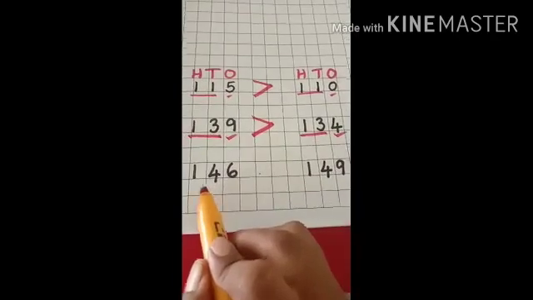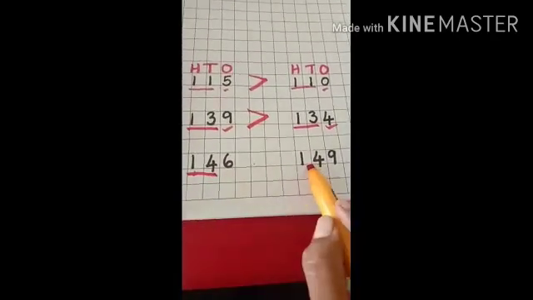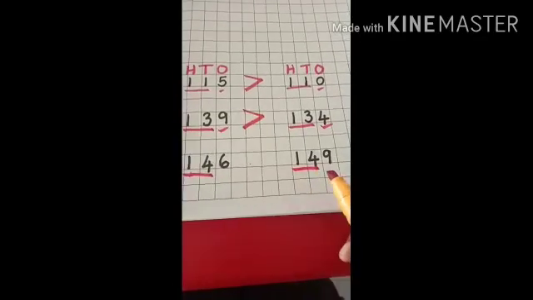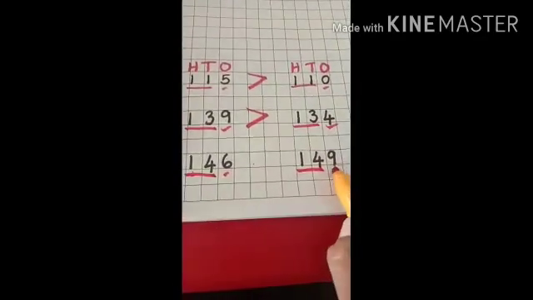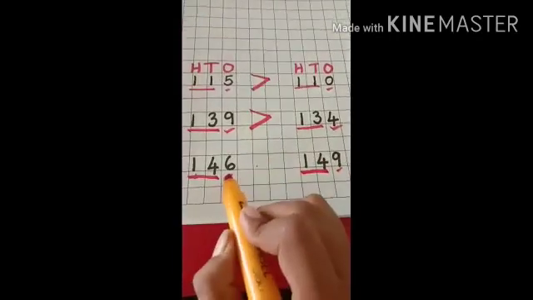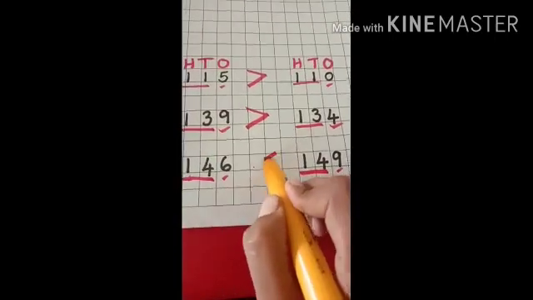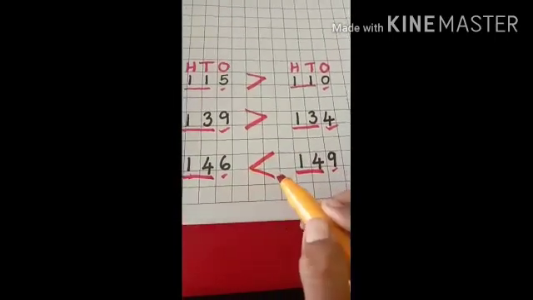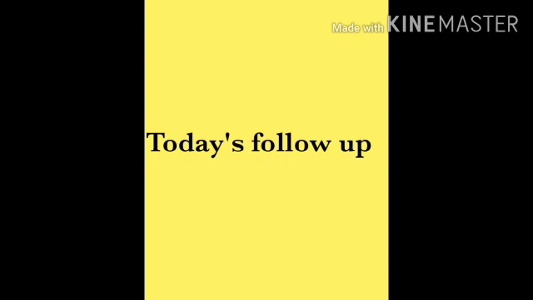In the next number 146 and 149. As the same, the first 2 digits are same. So in the ones place we got 6 and 9. Now compare the digits 6 and 9. Which is greater? Yes, 9 is greater. So 149 is greater.